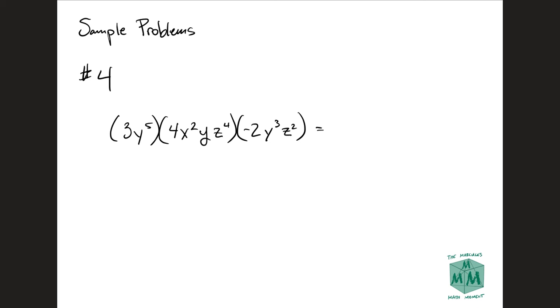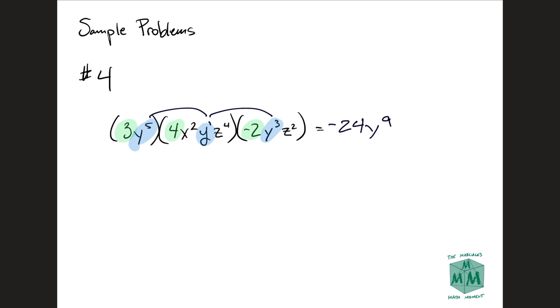Let's do another one. It looks even more complicated, but if we keep our stuff organized, it will be easy to see. Got my coefficients here. So 3 times 4 is 12, times -2 is -24. Okay. Next I have my y's. I have y to the 5th, y to the 1, y cubed. Y to the 5th times y to the 1, I'm going to add 5 plus 1 is 6 plus 3 is 9. So y to the 9th power.